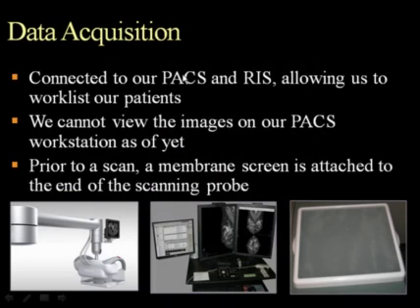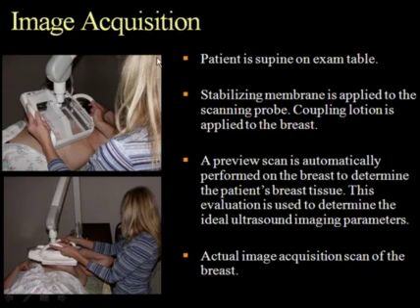So the data acquisition, it's connected to our PACS and our RIS, allowing us to work list our patient. We cannot view the images on our PACS currently as of yet. So although it's connected to the PACS, we have to do primary read on the proprietary workstation. Prior to the scan, a membrane screen is attached to the end of the scanning probe. Here's our scanning probe right here. And here you see one of our technologists placing the probe on the patient to start the image acquisition. The patient is lying supine very comfortably.